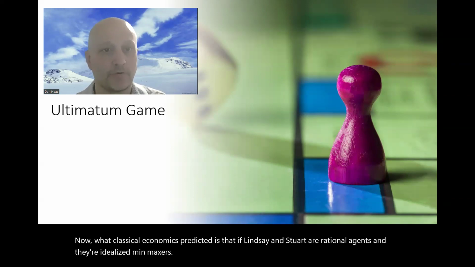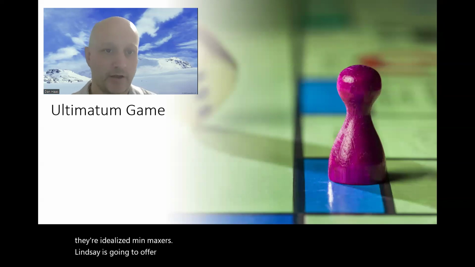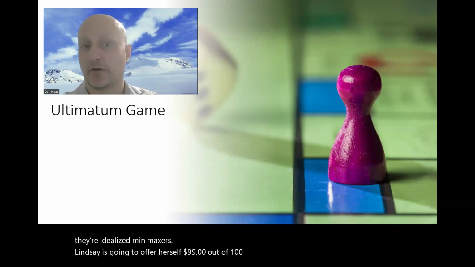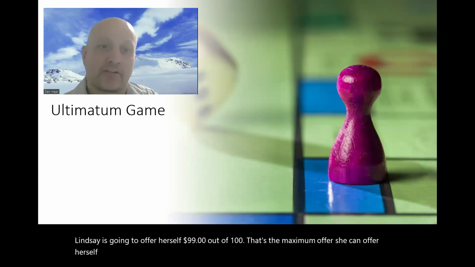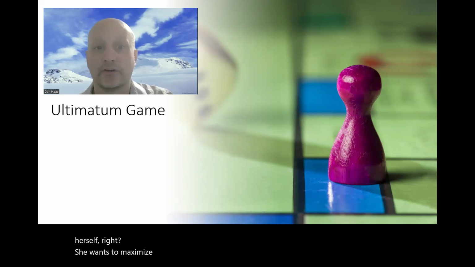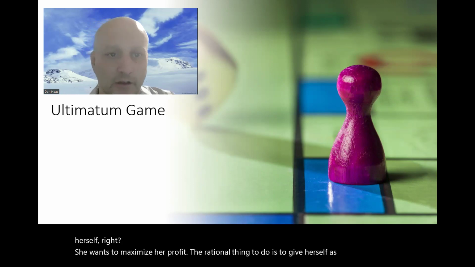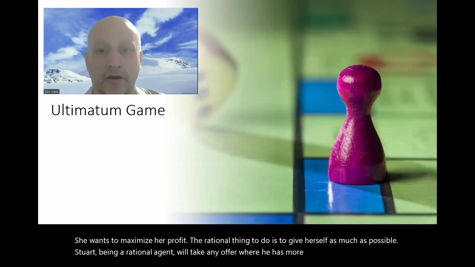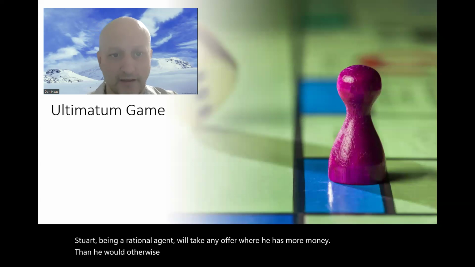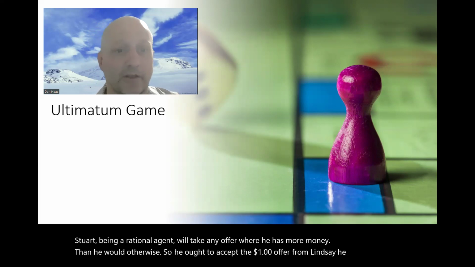Now, what classical economics predicted is that if Lindsay and Stuart are rational agents and they're idealized min-maxers, Lindsay is going to offer herself $99 out of 100. That's the maximum offer she can offer herself, right? She wants to maximize her profit. The rational thing to do is to give herself as much as possible. Stuart, being a rational agent, will take any offer where he has more money than he would otherwise. So he ought to accept the $1 offer from Lindsay. He is better off if he accepts that offer.